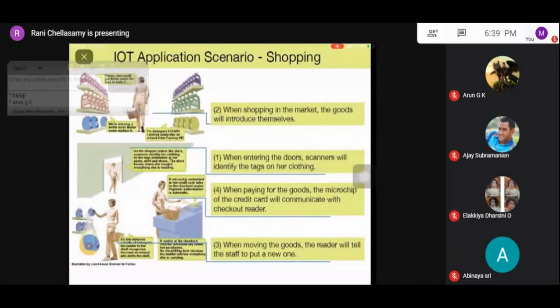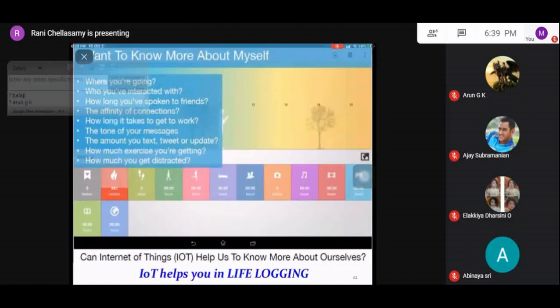Okay, fine. So when paying the amount for the goods, the microchip of the credit card will also communicate with the checkout reader. So all these will ensure that it's an IoT application. So you can have a pleasant environment in this. And you can also have life logging. So IoT helps you to have life logging.